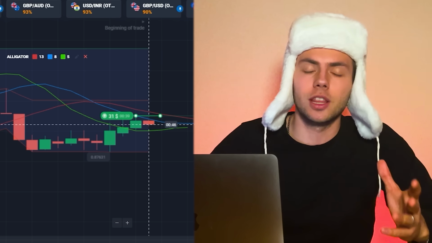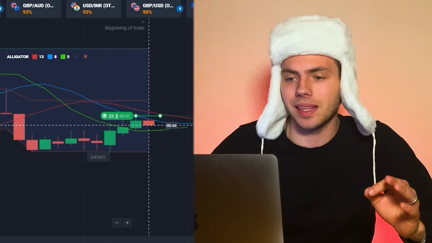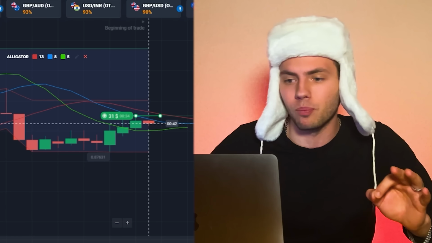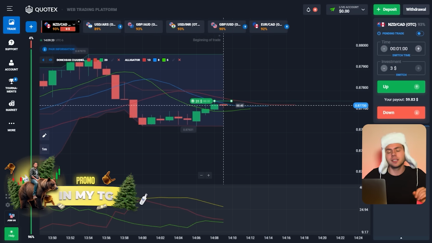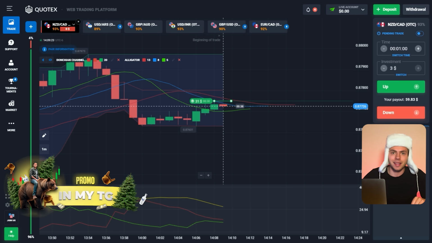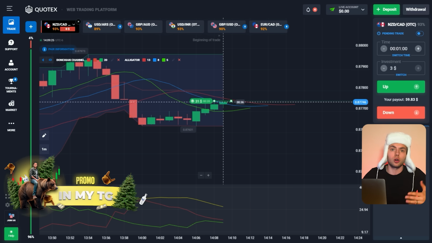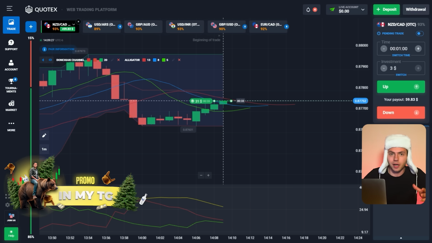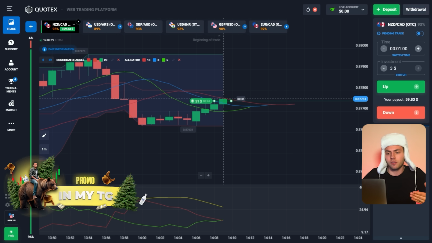Meanwhile, here we have a Donchian channel, and once the price reaches the bottom border of the Donchian channel, it is gonna reverse from it and either go down or go up depending on where the price is. So here we are reversing from the bottom border of the Donchian channel. That is why we're gonna go up.